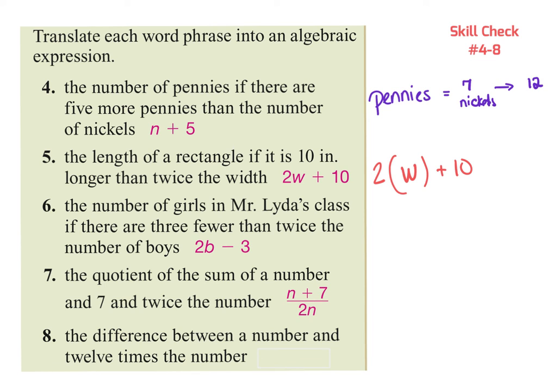The difference. What operation is difference? Subtraction between a number and 12 times that number. We don't know the number. So we're going to say that number minus a multiplication between that number and 12.